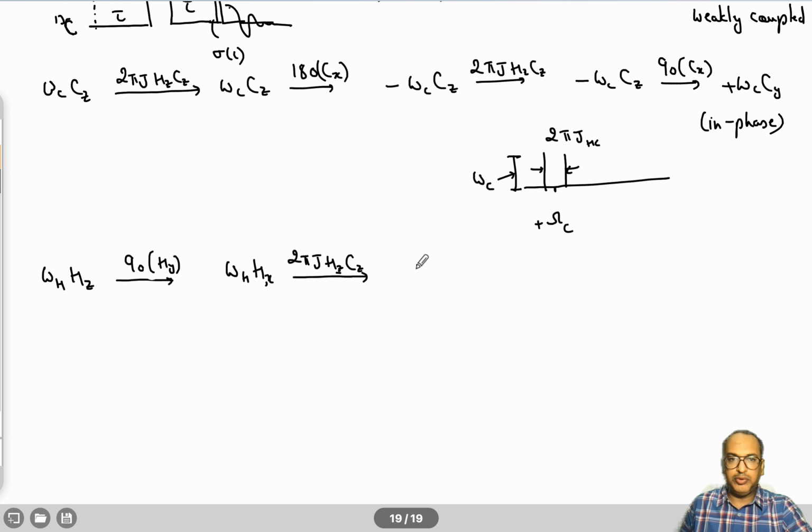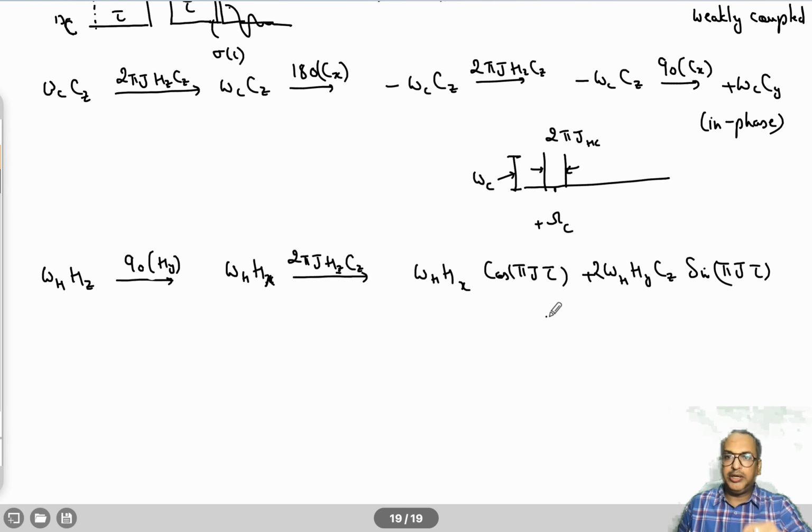So what do I get here? You will have omega H Hx, this was x, cos pi J tau, and if I apply z on x I will get y, so this will be omega H 2 Hy Cz, and sine pi J tau. So now I assume my tau equal to 1 over 4J.